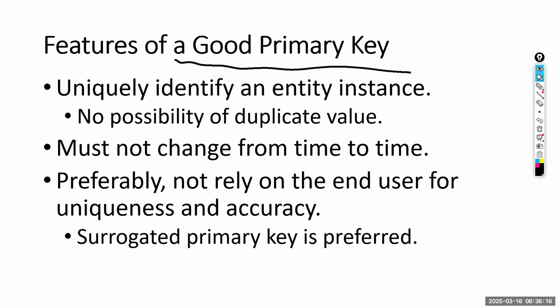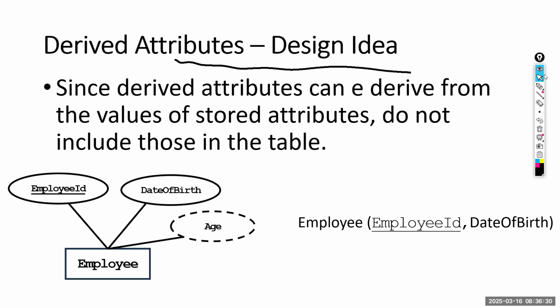Right. So we discussed the features of a good primary key. Uniquely identify a record, must not change from time to time, right? And you must not rely on the customers to give you that value. That is where the surrogated keys are preferred. Okay, right. So any questions?